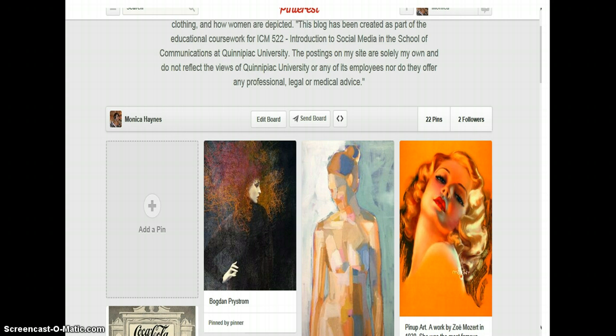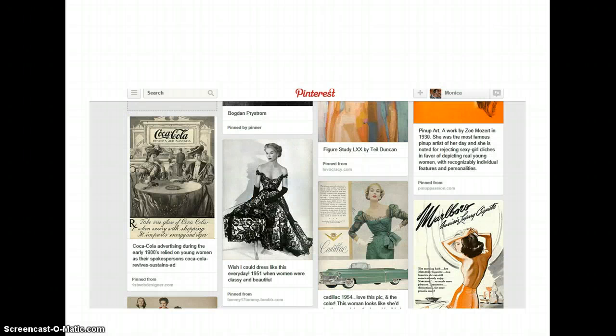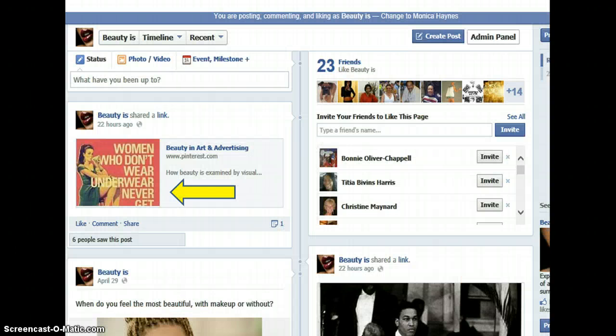As you can see, this is the Pinterest board for beauty and art and advertising. It's very visually striking. These are just some of the images. And then you can see here are some of the other images from vintage advertising campaigns, and how women are depicted in the various ads. And here is our posting to Facebook regarding beauty and art and advertising. This was one of the cover photos. You can't see the entire ad. It's an ad for alcohol, I think, some kind of liquor, and it's talking about women not wearing underwear, which I thought was risque for that time.